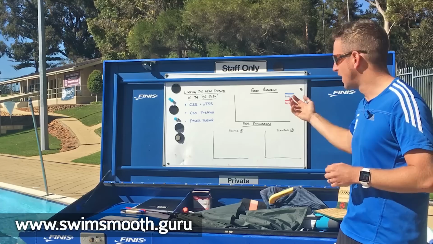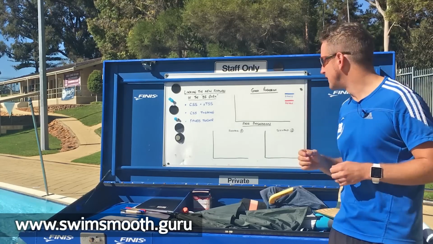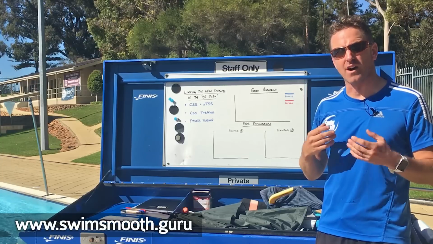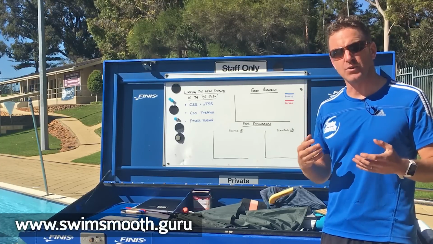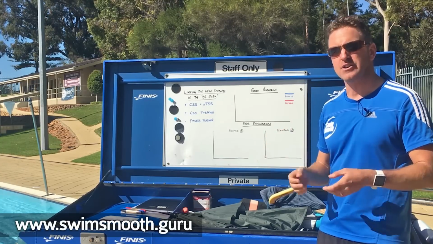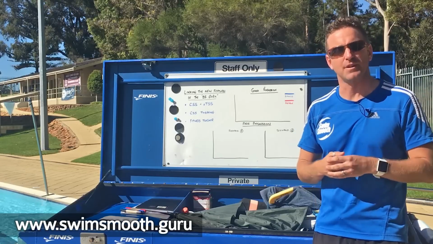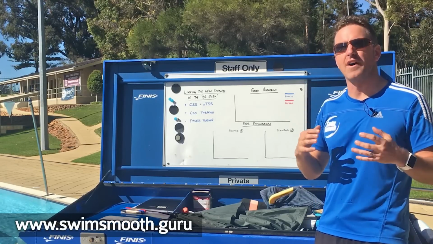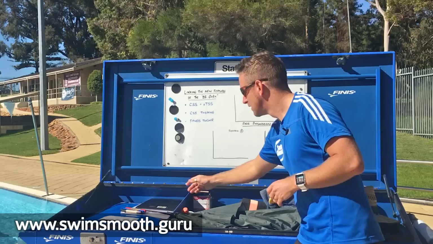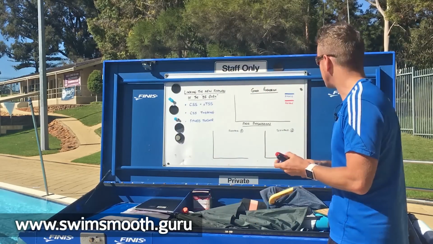So tracking this over time with the SwimSmooth Guru should give you an indication of how likely you are to perform well in a race. Equally, if you're going through a bit of a flat spot, you'll be able to identify, as I'm going to show you with this example in a moment, why that's occurring. So, let's have a look at some charts here.